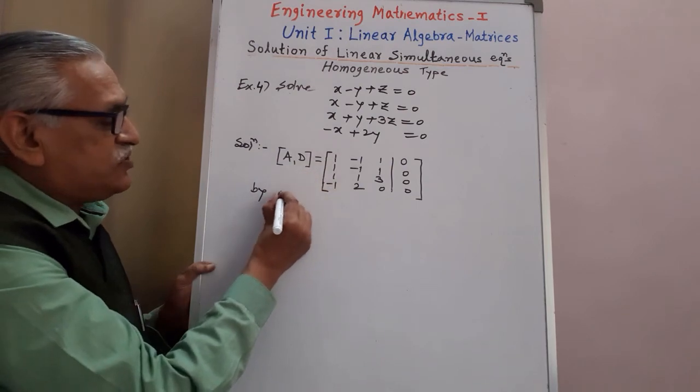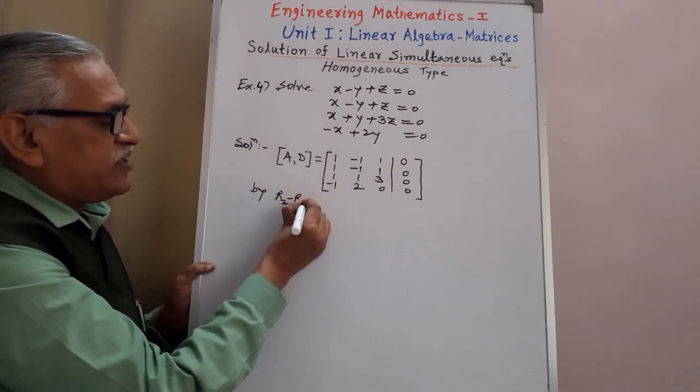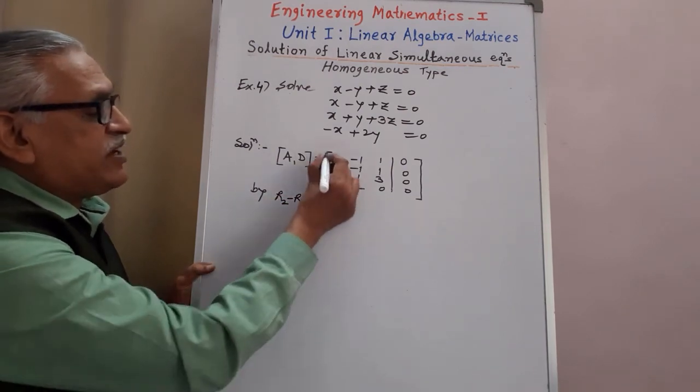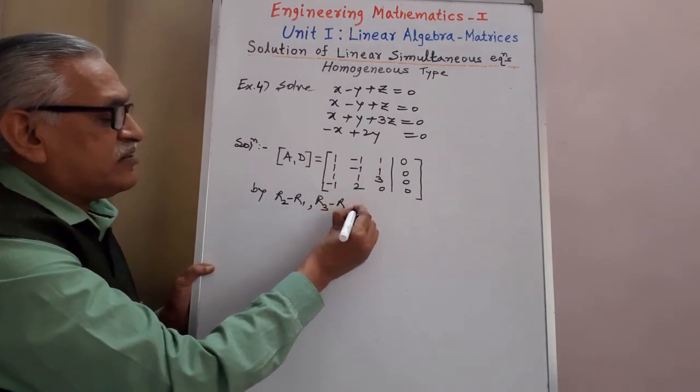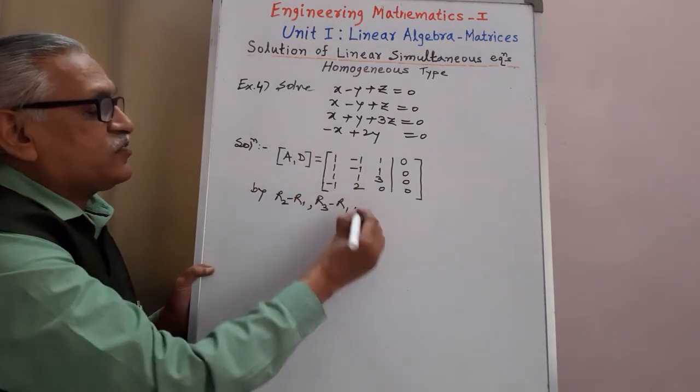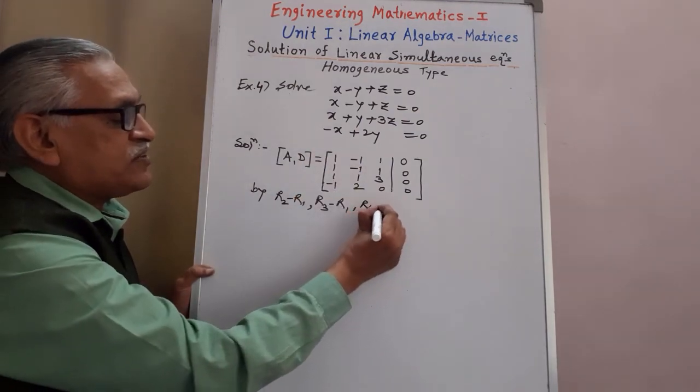1 minus 1 we get 0. It is R2 minus R1. Again 1 minus 1 is 0. For that it is R3 minus R1. And minus 1 plus 1 is 0. R4 plus R1.